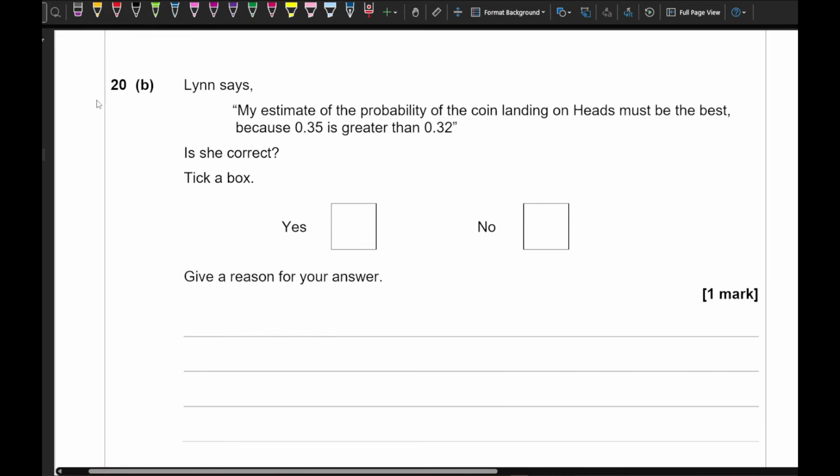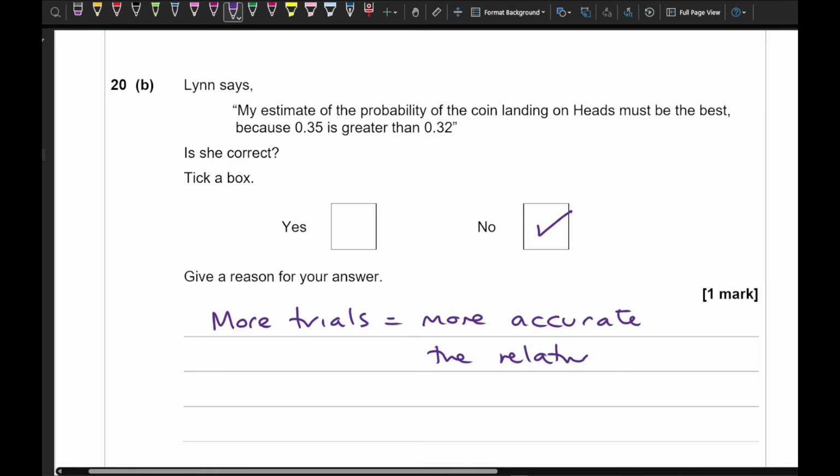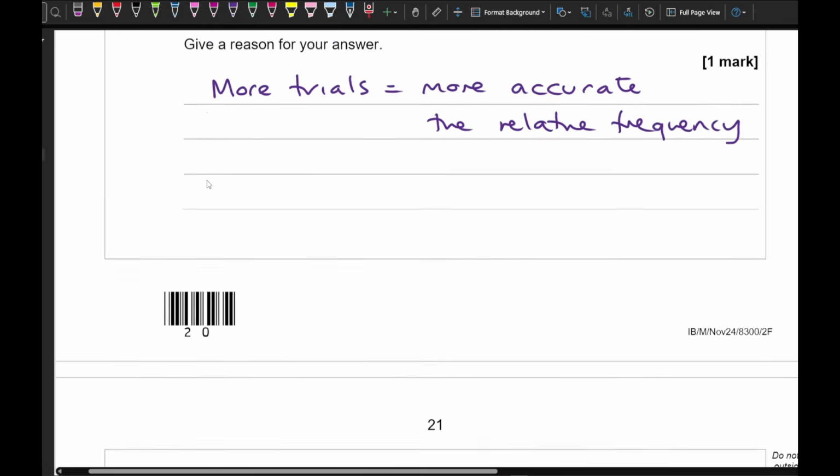It then says Lynn says that my estimate of probability of the coin landing on heads must be the best because 0.35 is greater than 0.32. Is she correct? Well, the answer for this that we want to tick is no. And the reason for this is because the more trials that you have, the more accurate the relative frequency or the probability. So something along the lines of that would be fine for the single mark.